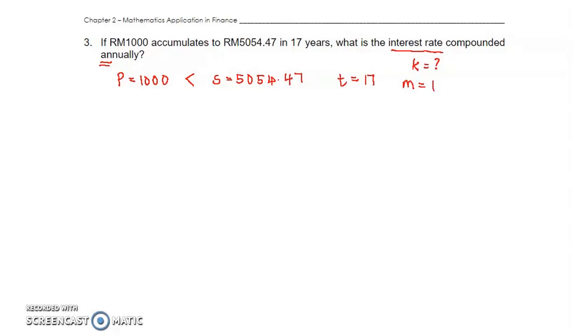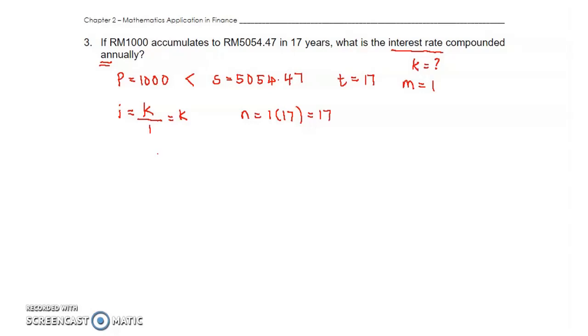Okay, as usual, calculate value I for compound interest. Calculate value I equal to K over M. So we do not know what value K is, so just put it as K divided by 1. Okay, so K over 1 is K. So I is also equivalent to K. And then calculate value N. N equals M times T. So N equals 17.